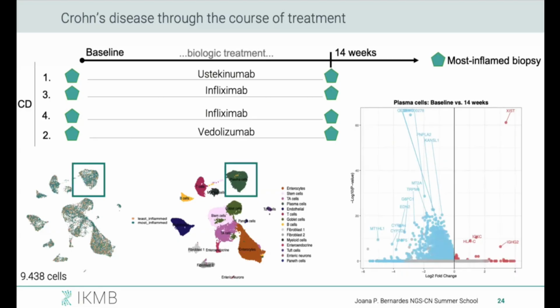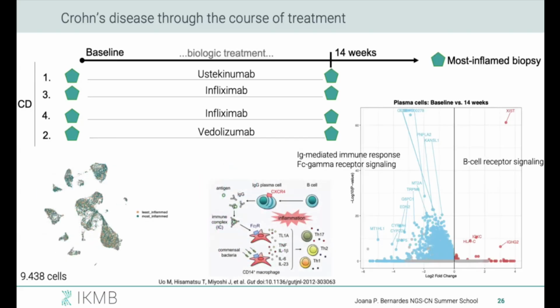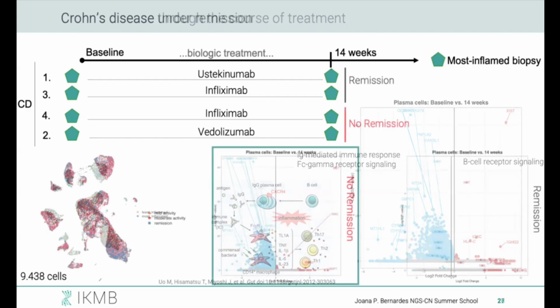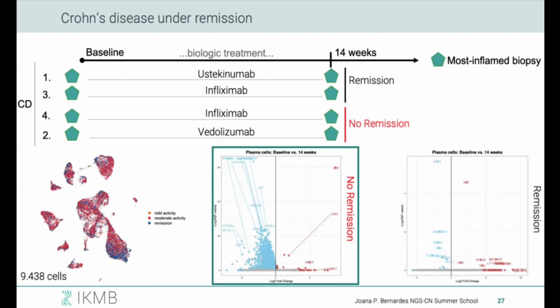At baseline, most of the genes were downregulated, and then we have some genes upregulated. Talking about these genes, the ones downregulated in the most inflamed were related to IgE-mediated immune responses, that's Fc gamma receptor. The upregulated genes were related to B cell receptor signaling. Of course, there's numerous literature on this. And we could also see that this was very much related to non-remission.